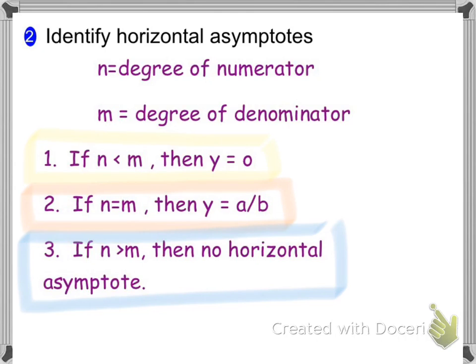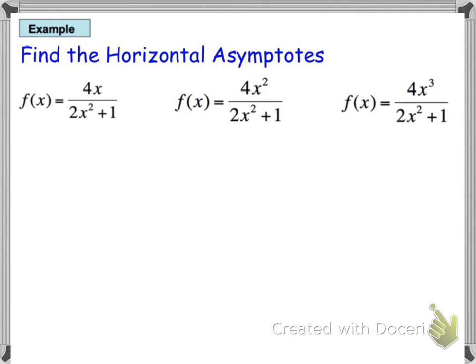So let's go ahead and take a look at some examples. Again, I'd write this down so we can refer back to it in the future. Taking a look at this first example, finding the horizontal asymptote, we have 4x divided by 2x squared plus 1. The highest degree in the numerator is 1, and the highest degree of the denominator is 2, because I have a quadratic in the denominator and a linear in the numerator.